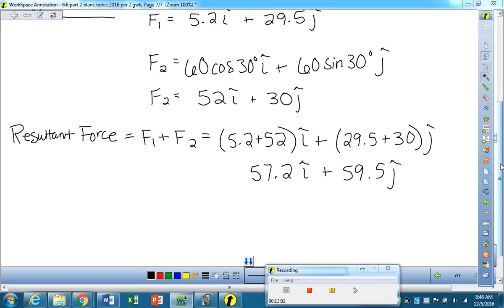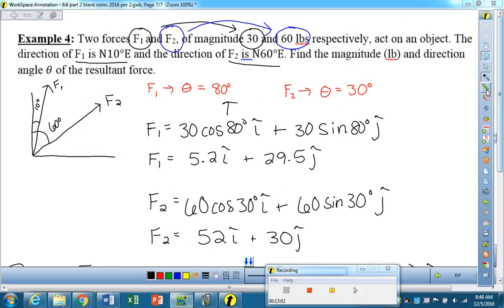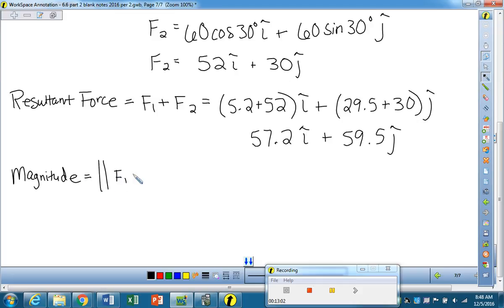All right, so let's pause here and take a look at what this question is asking us. It wants us to find two things about the resultant force: the magnitude and the direction. Once we have the resultant force in terms of an ij vector, it's easy to find the magnitude of this. We're just going to plug these values in for a and b into that magnitude formula.